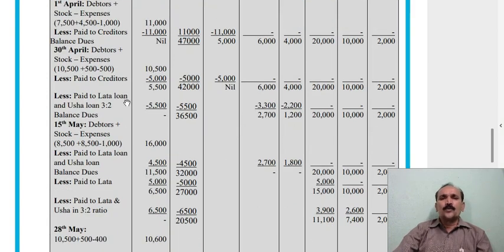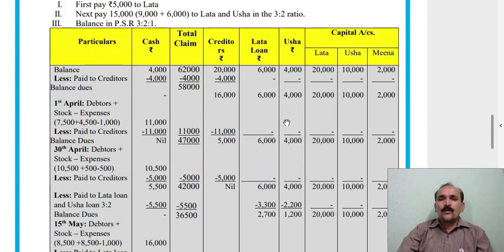Cash is paid to Lata's loan, which is mentioned in the balance sheet, and Usha's loan, in the ratio 3:2. Cash available 5,500, deduct from total cash balance, deduct from total claim, and deduct from Lata's and Usha's loan in the proportion of 3:2. 3,300 for Lata and 2,200 for Usha.